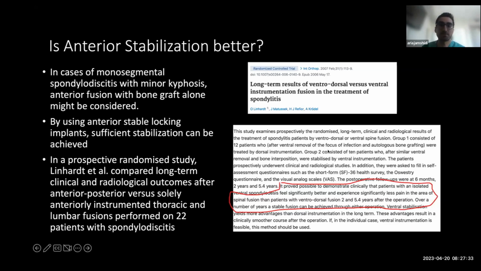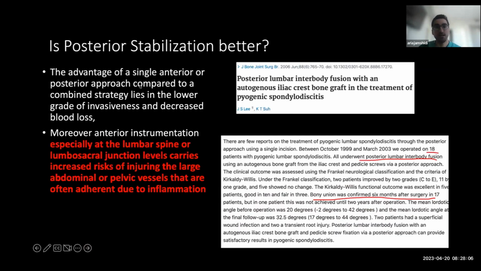This was an interesting study published in 2007 in an orthopedic journal. It looks at the long-term results comparing ventral instrumentation versus ventral-dorsal, so front-back surgery, in the treatment of spondylitis. And they found that patients who had undergone exclusively ventral fusion felt significantly better and experienced less pain in the area of the spinal fusion than patients with ventral-dorsal fusion at 2 and 5 years after the operation. And they found that their fusion rates were identical. So, some argue that anterior stabilization is better. Again, some argue posterior stabilization is better.